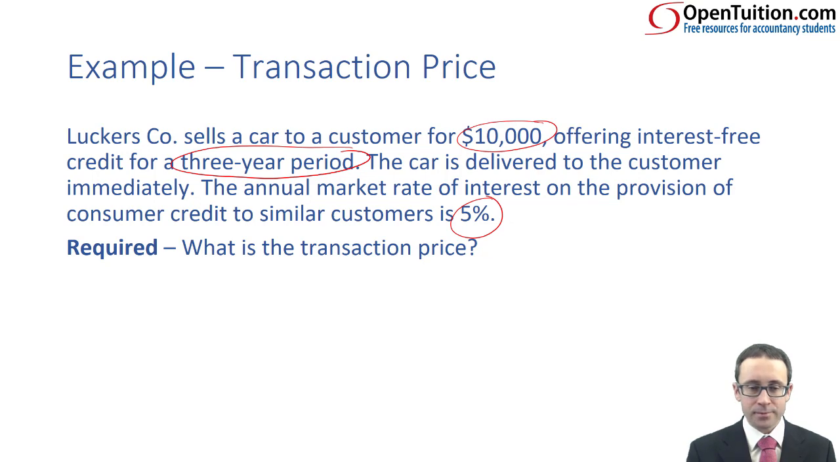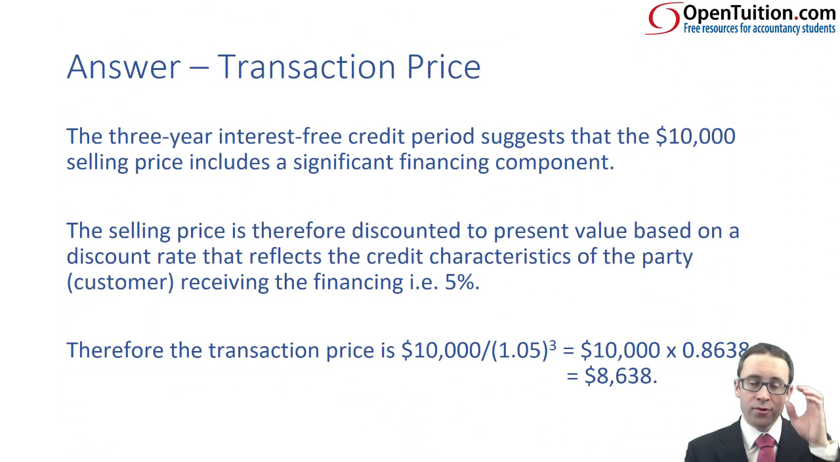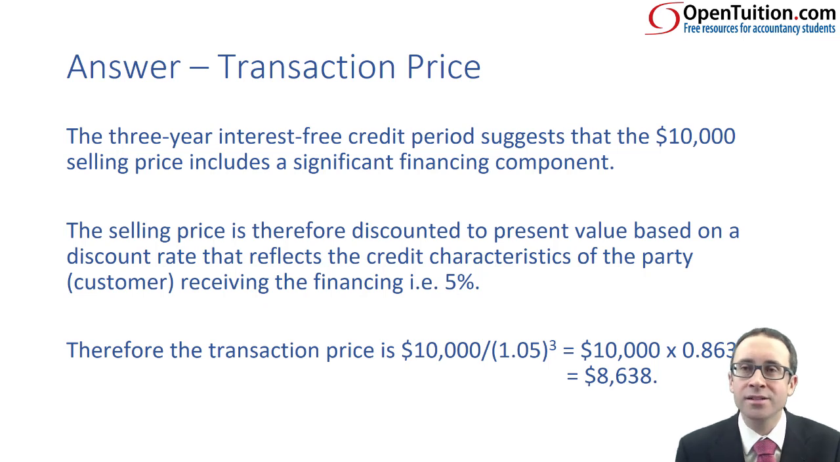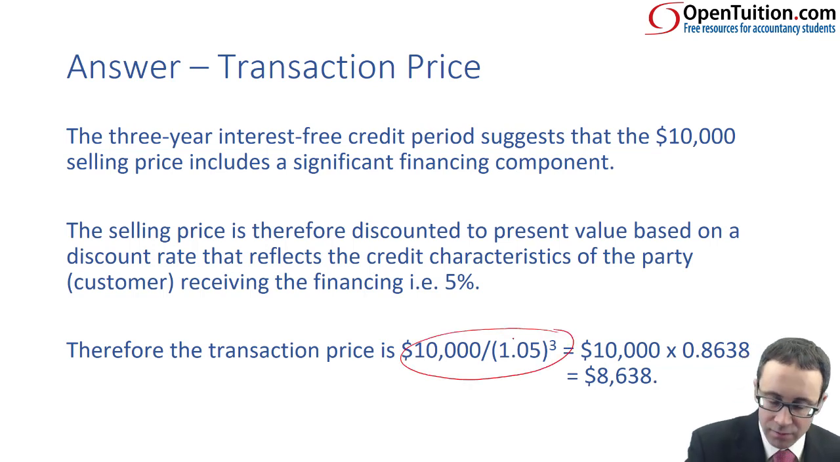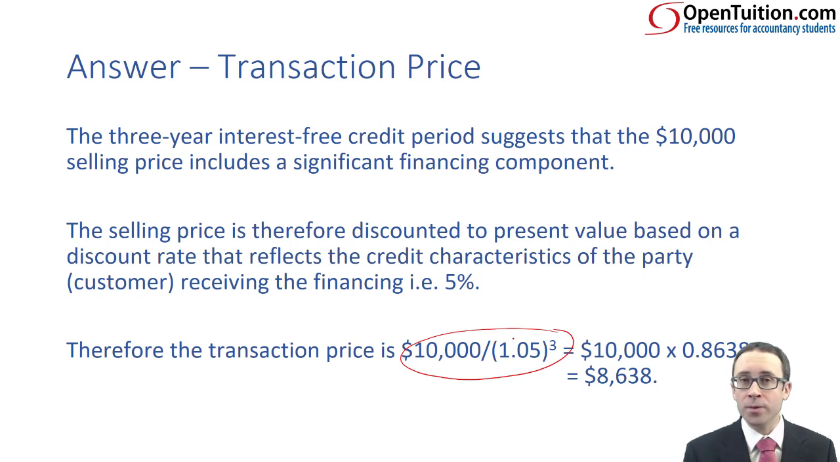Okay. So what have we got? As I said, the 3-year interest-free credit period suggests there's a £10,000 price, but within there's a financing component. Financing component means interest. Okay, that's it in its most simplistic terms. So to discount it back, 10,000 multiplied by a discount factor for 3 years at 5%. So that's 1 / (1 + r)^n. n is 3. The discount rate is 5%. Remember, that's 0.05 as a decimal, isn't it? So it's 10,000 divided by 1.05 cubed.